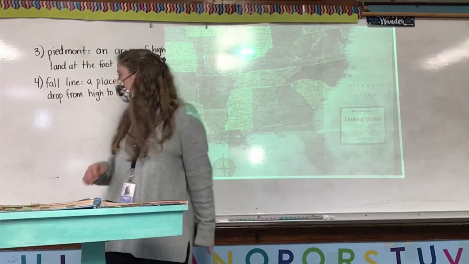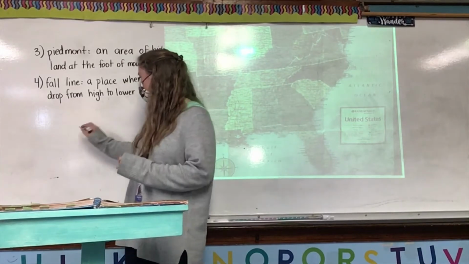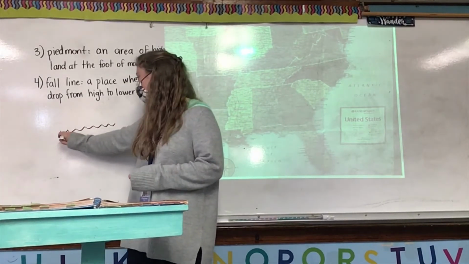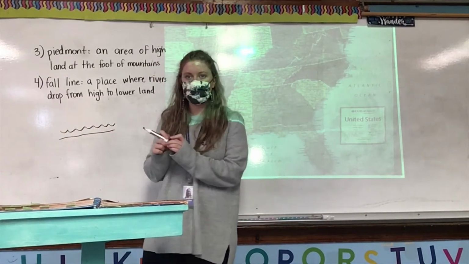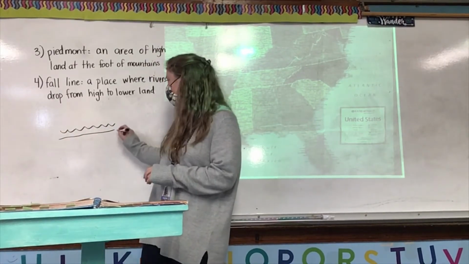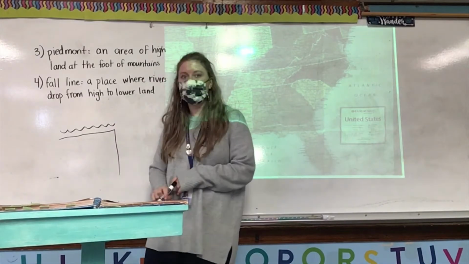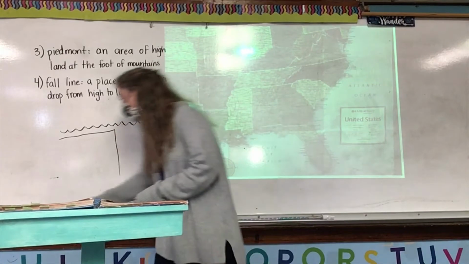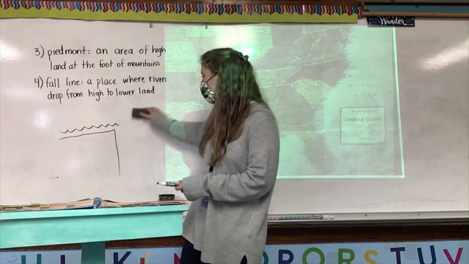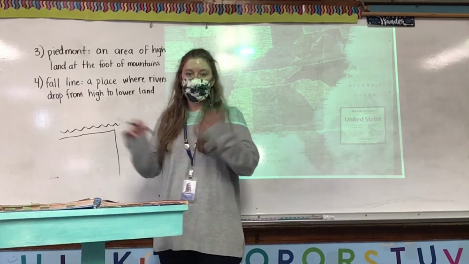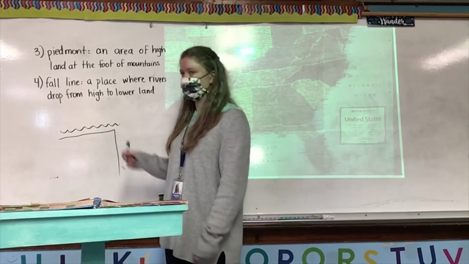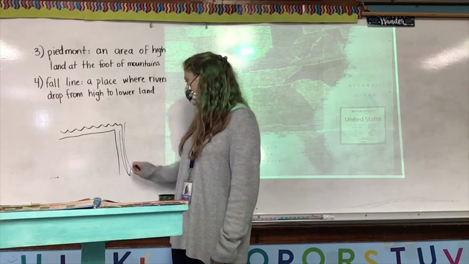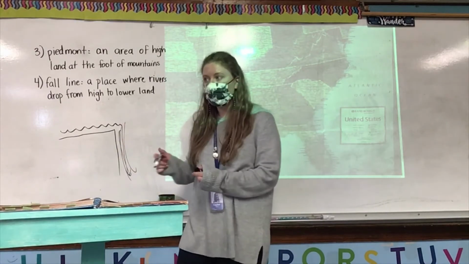Think about it. Here's your little river. Here's the land underneath it. You know, the river's kind of deep. And then all of a sudden, the land drops. Is the water just going to keep going? No. What happens to the water? Class? It falls. It goes over. So that's what the fall line is.